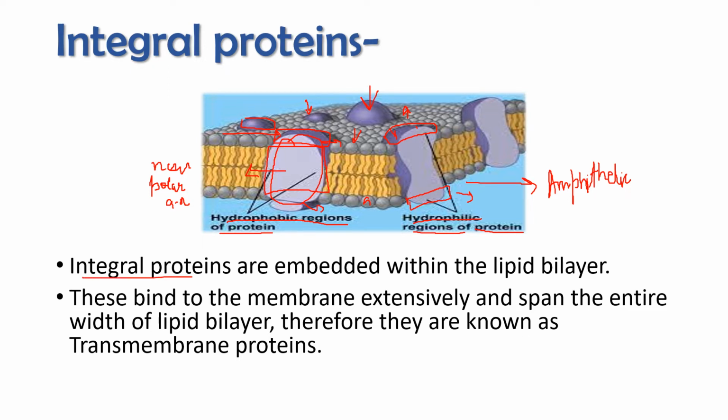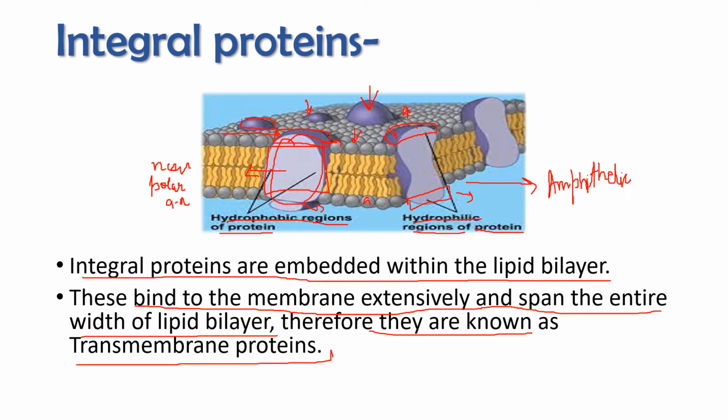So integral proteins are embedded within the lipid bilayer. These bind to the membrane extensively and span the entire width of the lipid bilayer. Therefore, they are known as transmembrane proteins. Why are these known as transmembrane proteins? Because they span the entire width of the cell membrane.